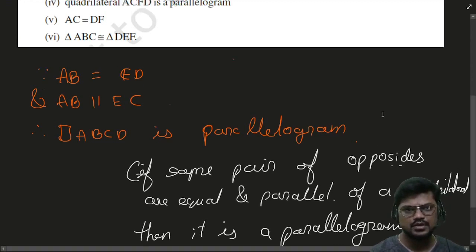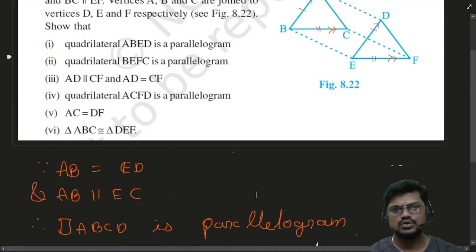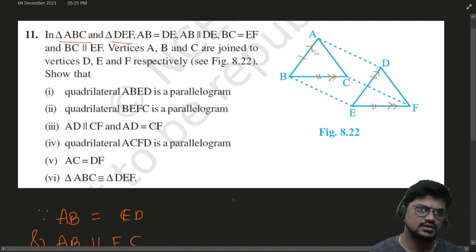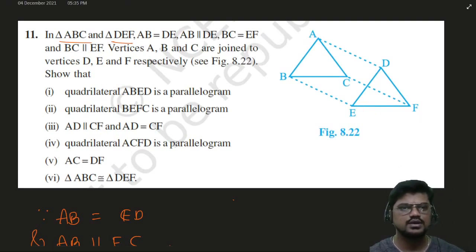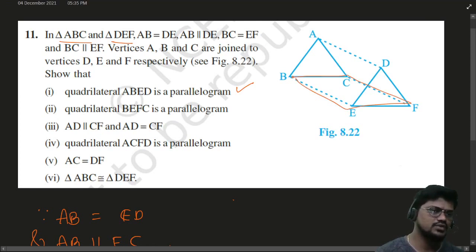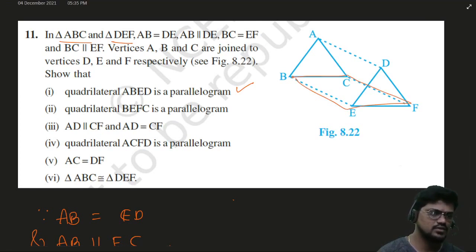Fine. Now we'll continue. So what did we have? This quadrilateral ABED is a parallelogram. After that, this is done. How is quadrilateral BEFC a parallelogram? Now they are asking you to prove that this quadrilateral will also be a parallelogram. How can we prove this as a parallelogram? Anyone?